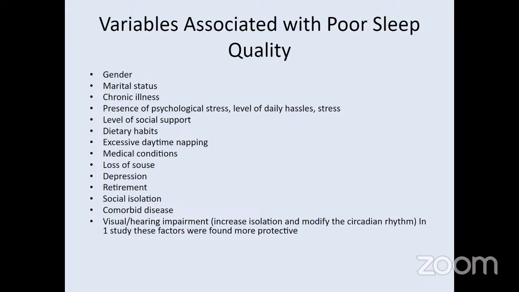So they increase isolation and modify the circadian rhythm. This is the mechanism by which visual and hearing impairment can affect sleep. In one study, these factors were found to be more protective.